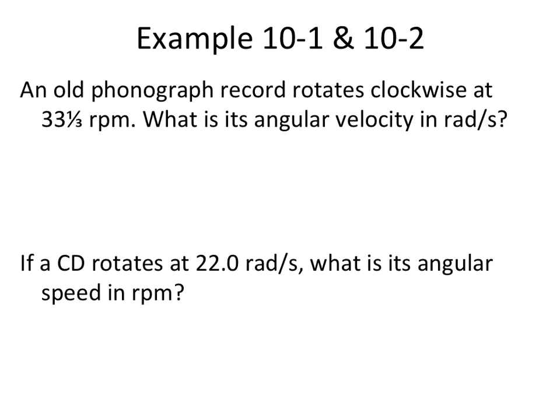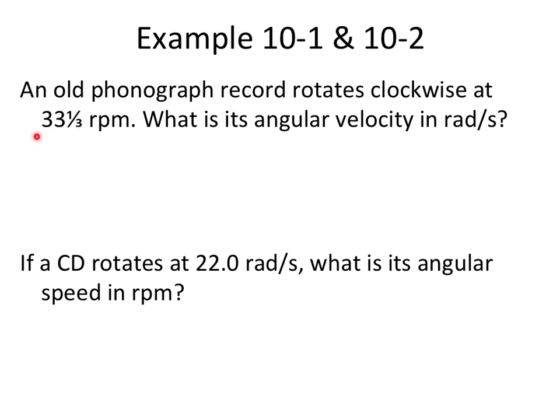So we have an old phonograph record. That's the same thing as an LP or a vinyl record. And it rotates clockwise at 33 1/3 RPM. Well, you probably know that means revolutions per minute. And what that is, is an angular velocity. It is a certain angular distance over a certain amount of time. But we want to turn this into radians per second.